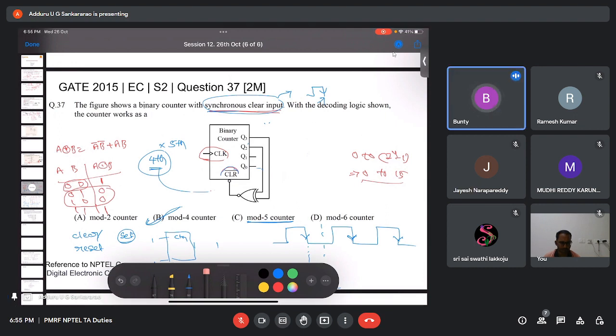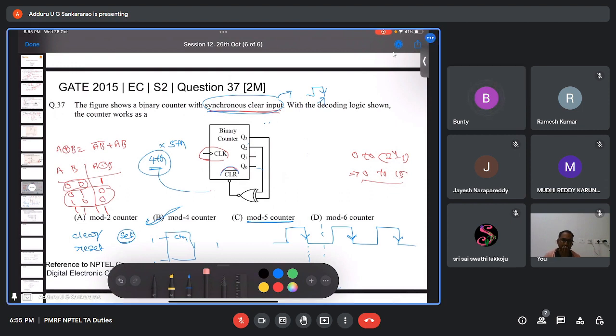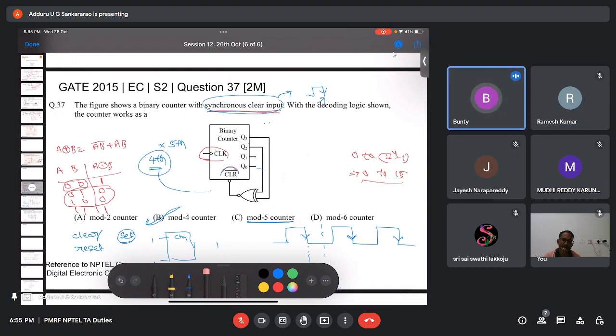Sir, you are saying asynchronous clear input is given directly, and synchronous clear input is given through a clock.